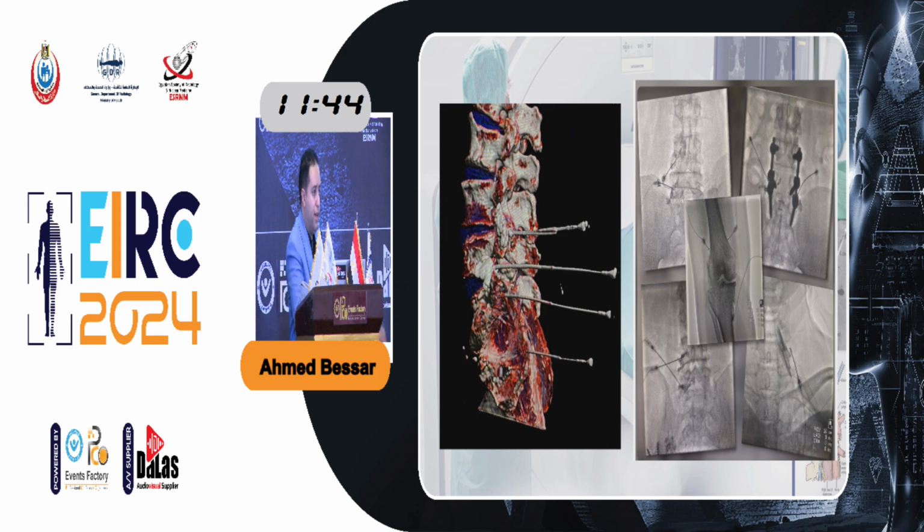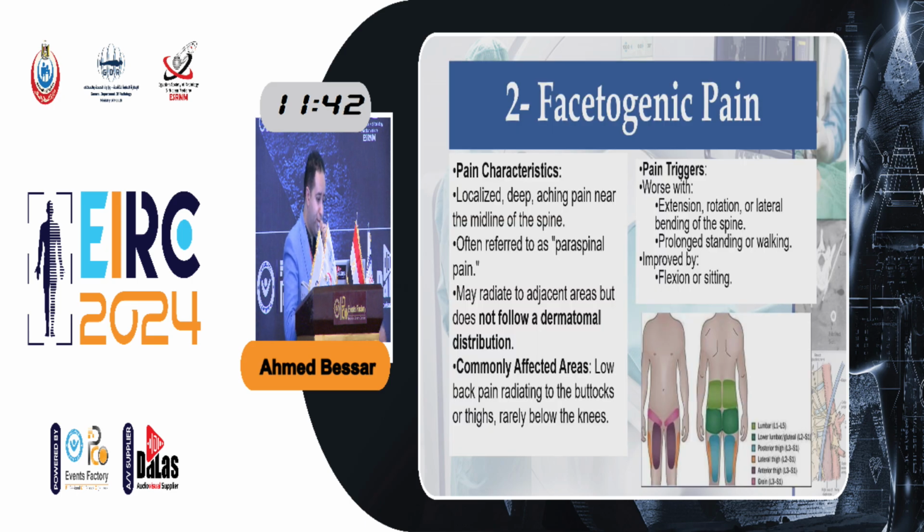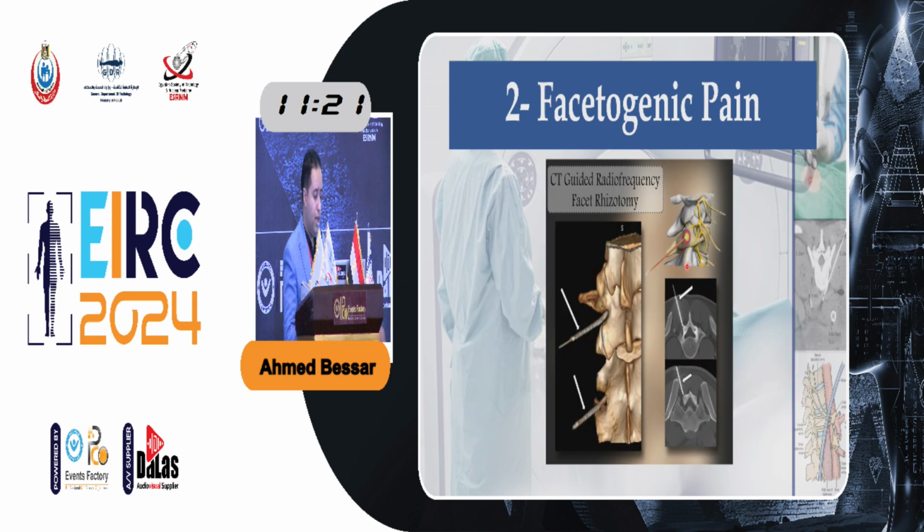And this is a 3D image for CT-guided radiofrequency for spinal pain. Facetogenic pain is the second type of pain, considered as pain that is worsened by extension, rotation, and lateral bending of the spine, and also by prolonged standing or walking, and it's improved by flexion or sitting. This is the main complaint of facetogenic pain, and this is one of the typical cases of CT-guided radiofrequency ablation for facet joint pain.